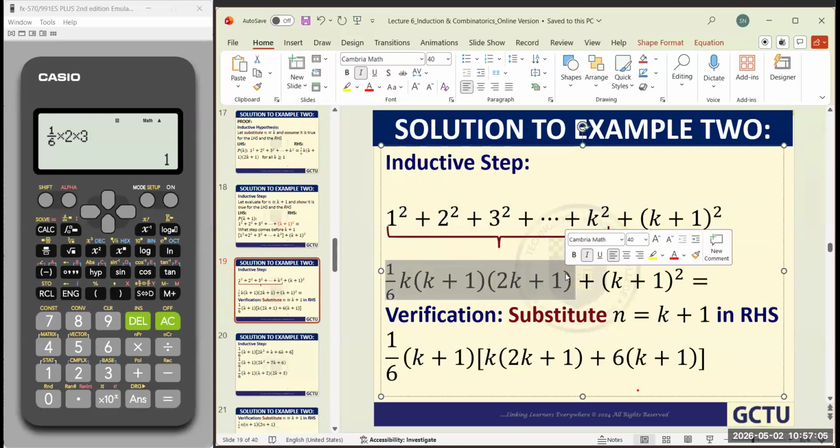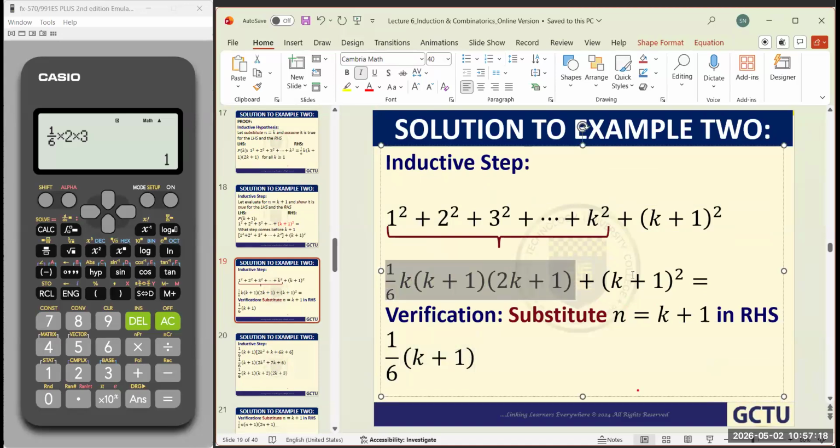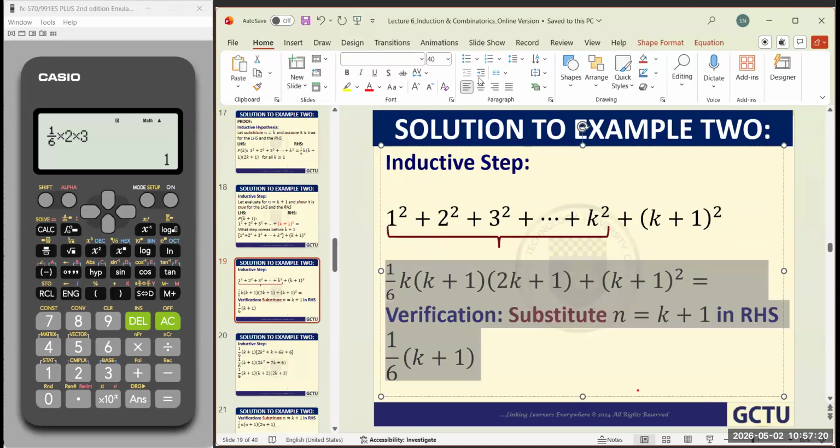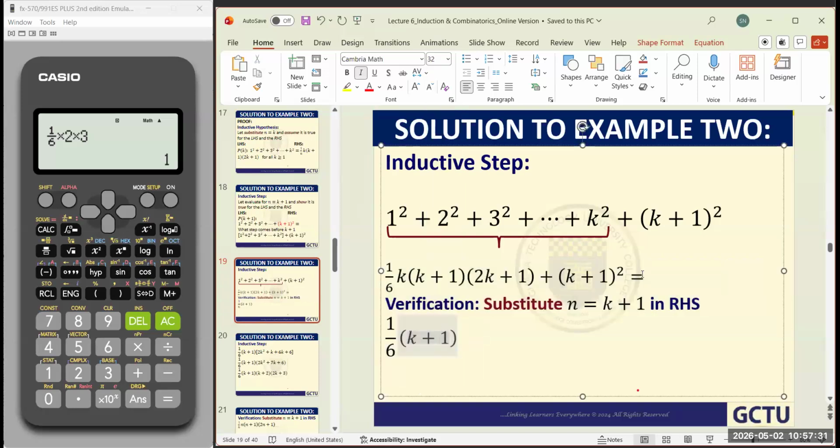I've done almost everything, but let's do it together. Let me remove this, and also this one as well. Now, looking at what you have here and what you have here, let's minimize all this so that we can follow. What is common here and there? Let's look at it. What is common? K plus 1. The thing common is K plus 1.